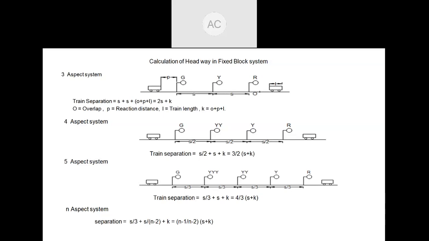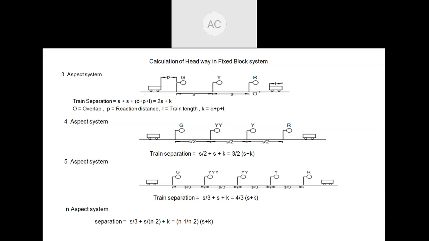So N minus 1 by N minus 2 becomes 1. It becomes S plus K. That means the train, in the first diagram, comes to S. The separation between these two will be between the 2 signals, yellow and red. And still he can go with good speed. And that is what the next one is.